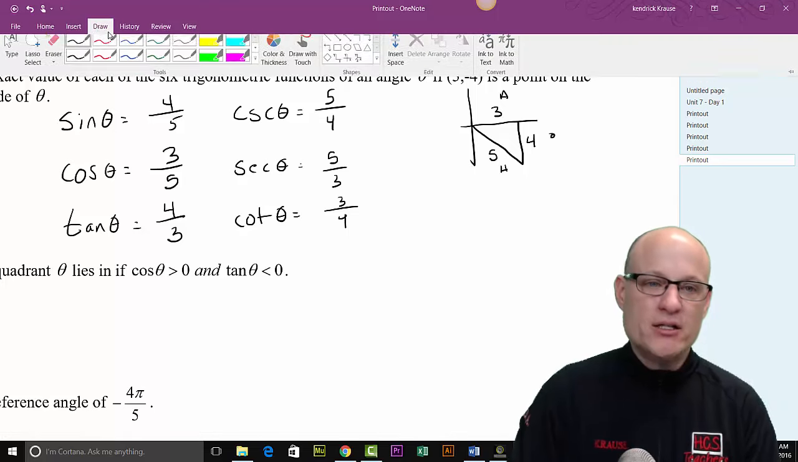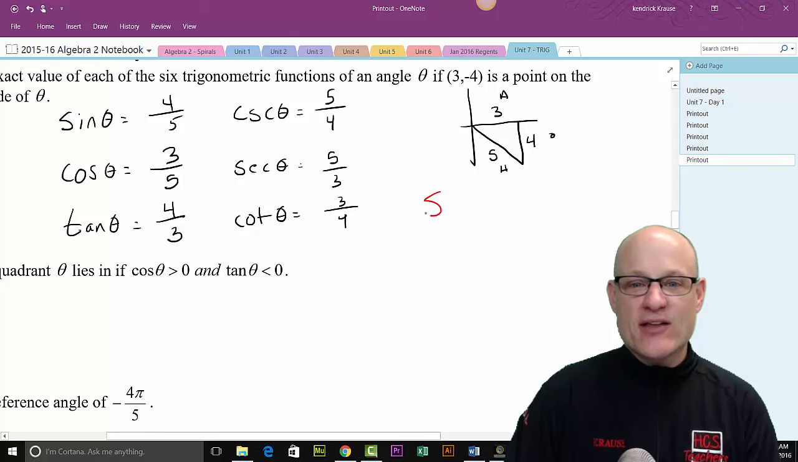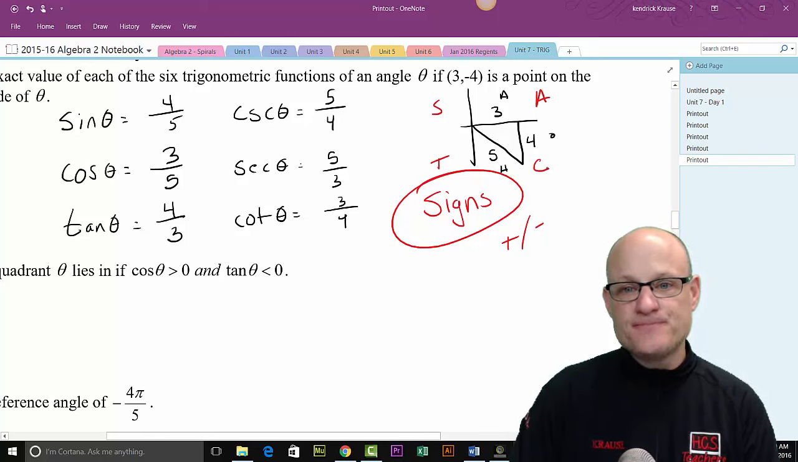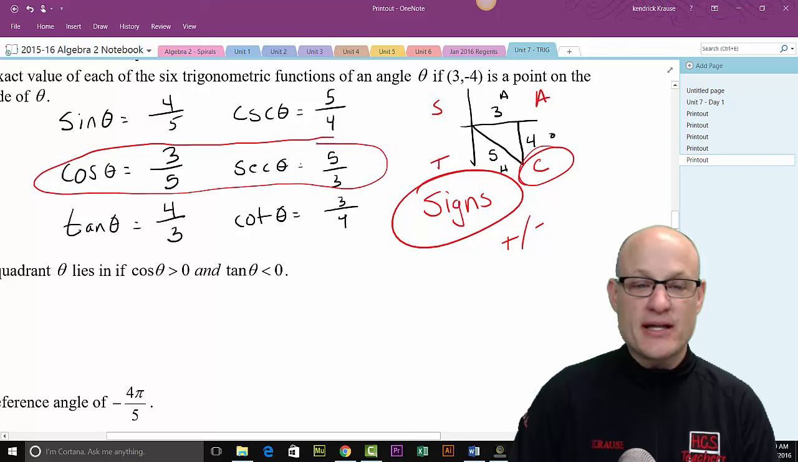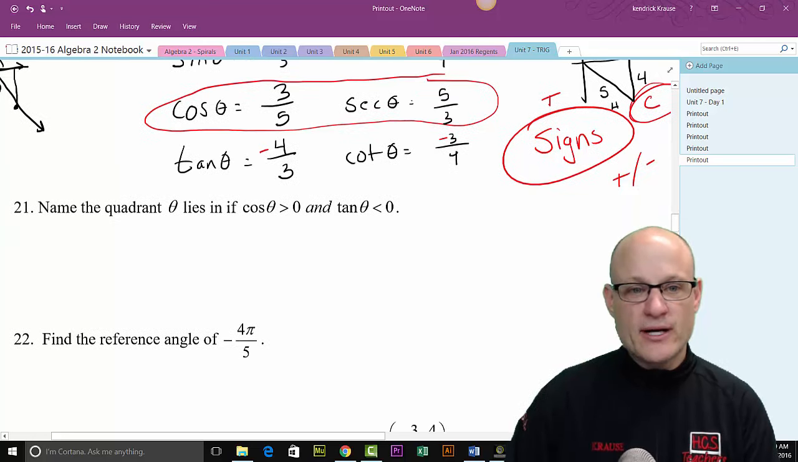Kids, what's the last thing you're going to check for? The signs. Is it positive or is it negative? All Students Take Calculus. So, in this quadrant, cosine is positive. These are going to be positive. That means this is negative, this is negative, this is negative, and this is negative. Yay! Okay. Moving on.